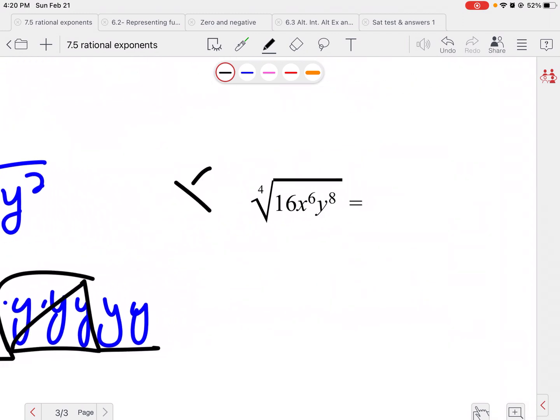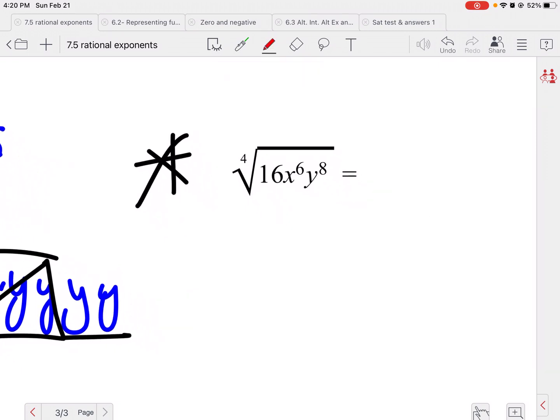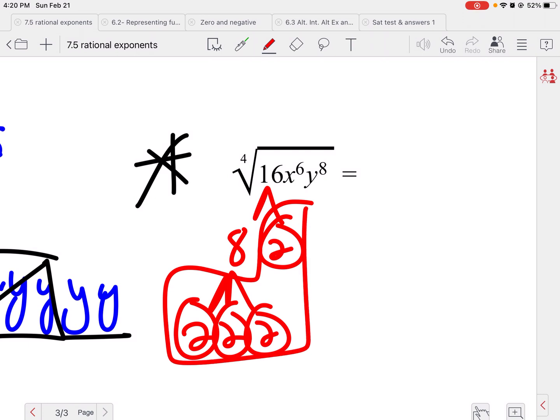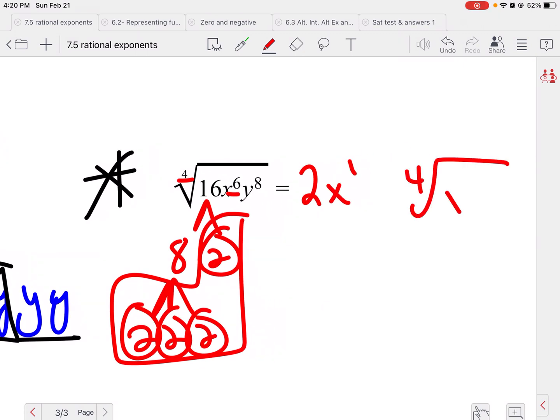All right, why don't you go ahead and try this one. So I know that 16 is 8 times 2. Well, I also know that 8 is 2 times 2 times 2. If you want to shorthand it, if you need to do that, it's 4 times 2 first and then break that down into the 2's, that's fine. Okay, so I have 4 sets of 2's, which is going to just bring the 2 outside. 4 goes into 6 one whole time with 2 left over. So I'm going to have x squared left over. And then y to the 8th, 4 goes into 8 2 times. So I'm just going to have y to the 2nd on the outside. Okay, there's no leftover y's on the inside.